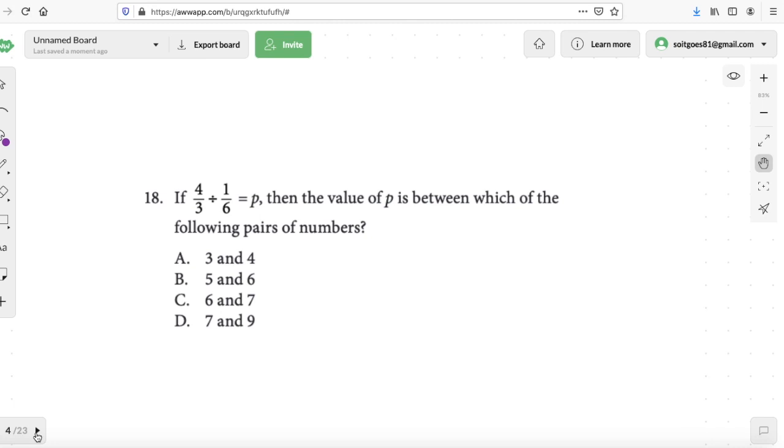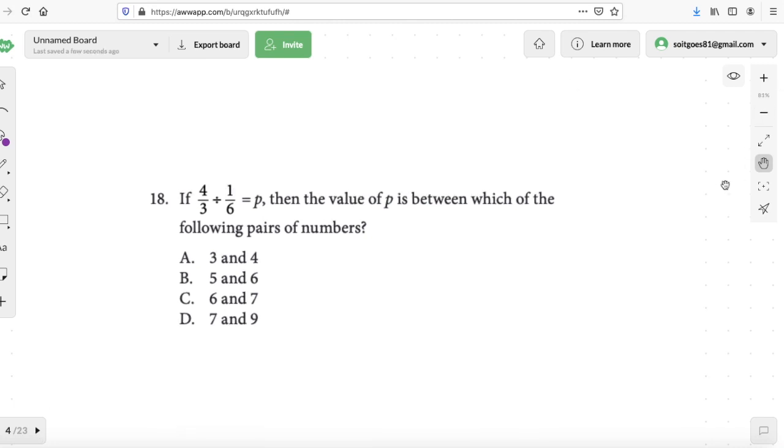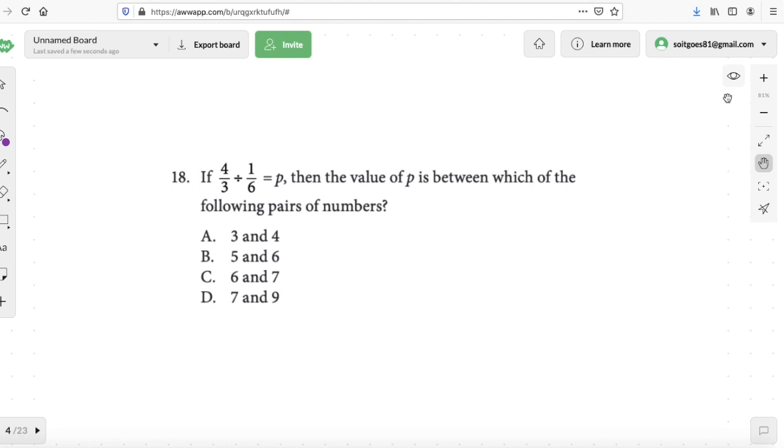Question number 18. Go ahead and read this one for us, please. If 3/4 divided by 1/6 equals p, then the value of p is between which of the following pairs of numbers?